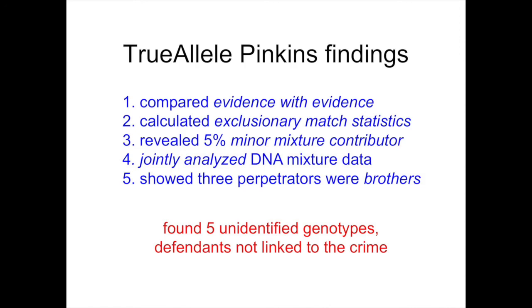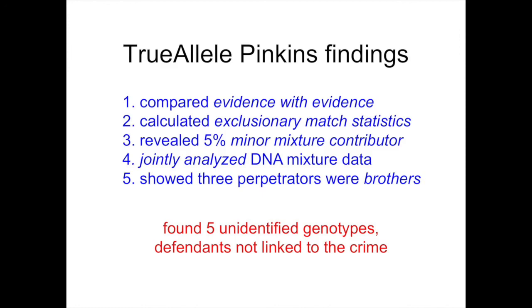And what we found is that we could compare evidence with evidence. So if there's an evidence genotype and another evidence item, they can be compared. People can't do that using older methods. We calculated exclusionary match statistics. We showed that these individuals had nothing to do with any of the evidence. We could reveal 5% minor mixtures. We could jointly analyze data. That's standard in statistics, but you can't do it by eye.